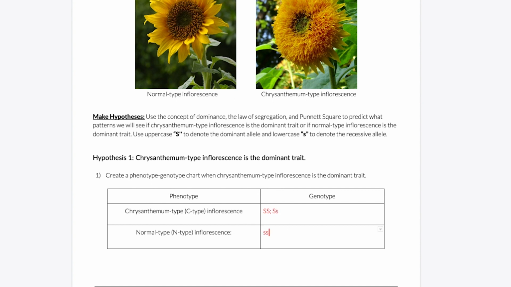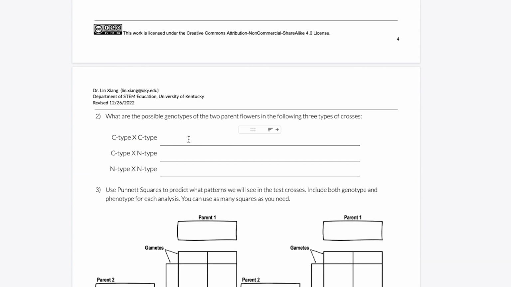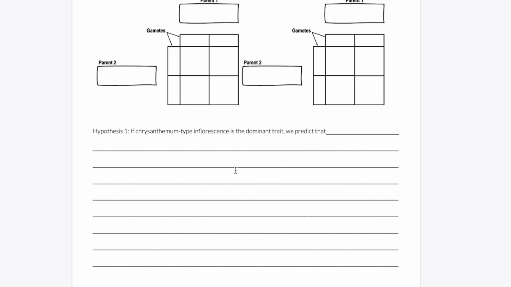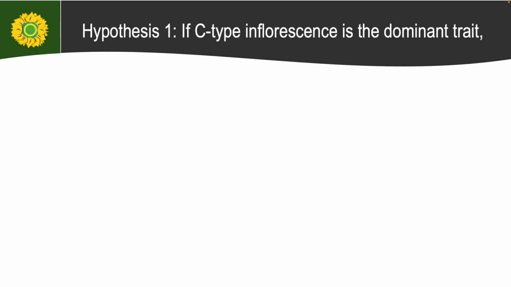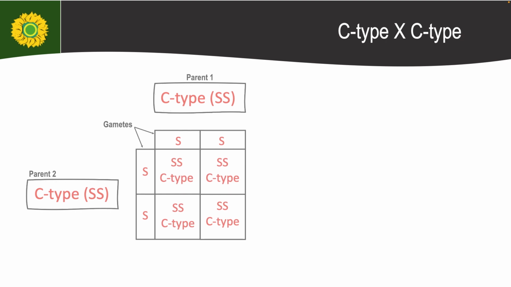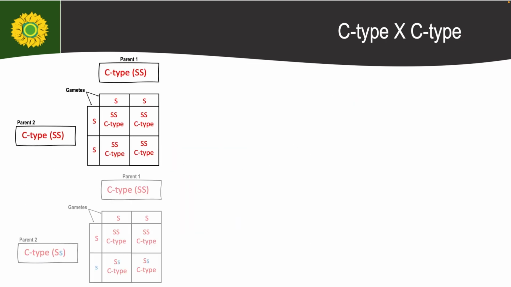They first create a phenotype-genotype chart based on the hypothesis that the C-type is the dominant trait. Then, write down the possible genotypes of the parent sunflowers in different tests. Next, they use Punnett squares to predict the inheritance patterns. Essentially, students should come up with the following predictions of the phenotypic patterns for three types of tests when the C-type inflorescence is dominant. Here is the detailed process in which students use Punnett squares to make predictions.